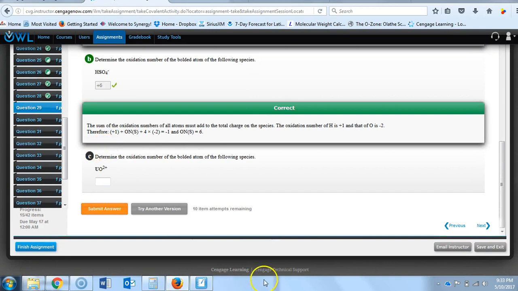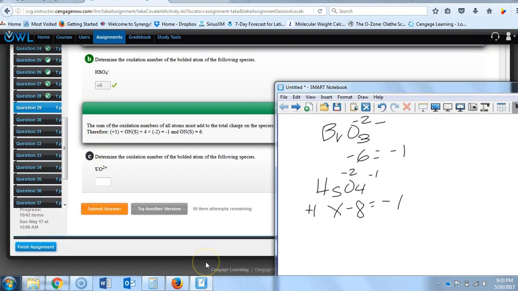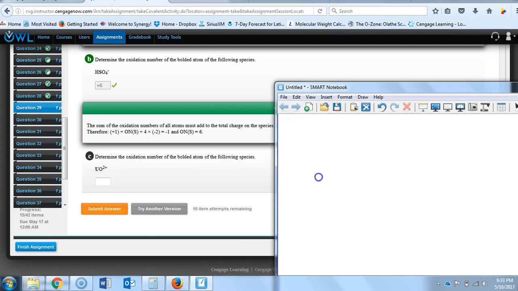Finally, this is a weird one. Uranium monoxide. Uranium, it's got a 2+ charge. Oxygen's almost always -2, so we've got to have a +4 here.